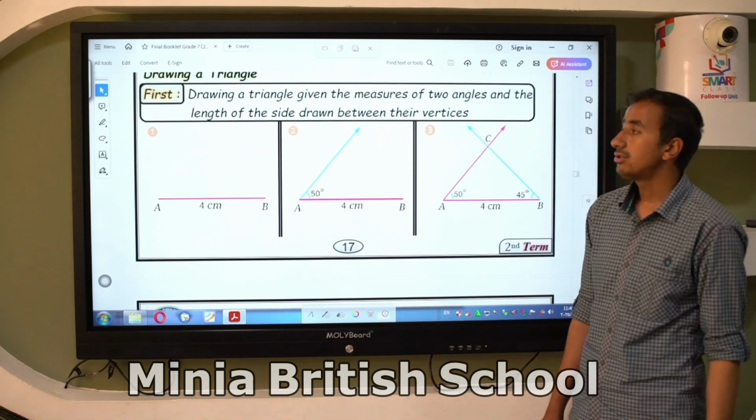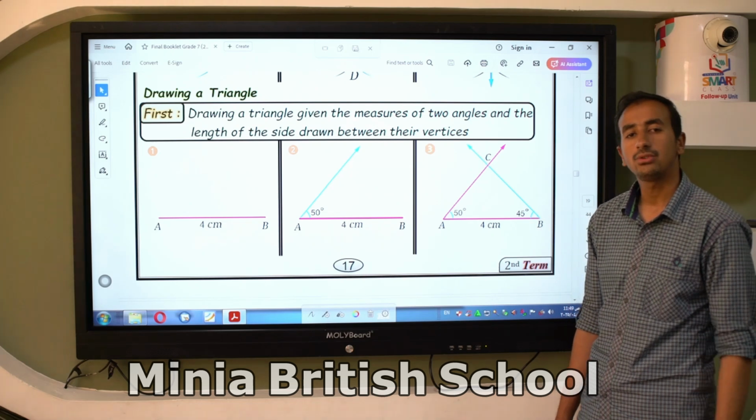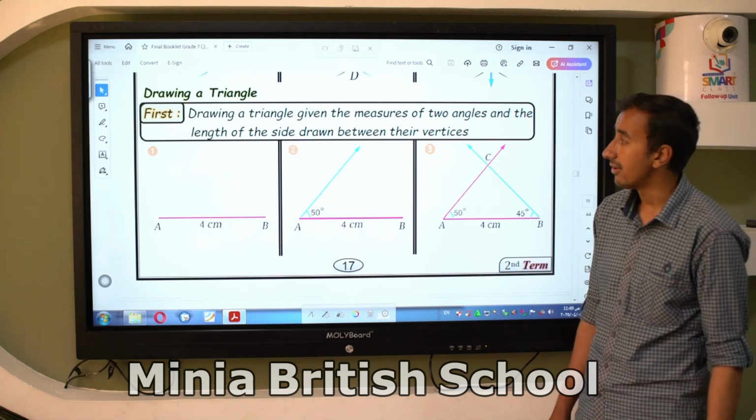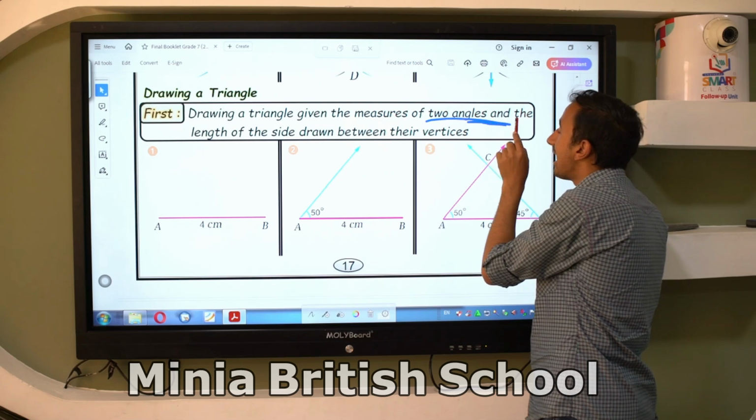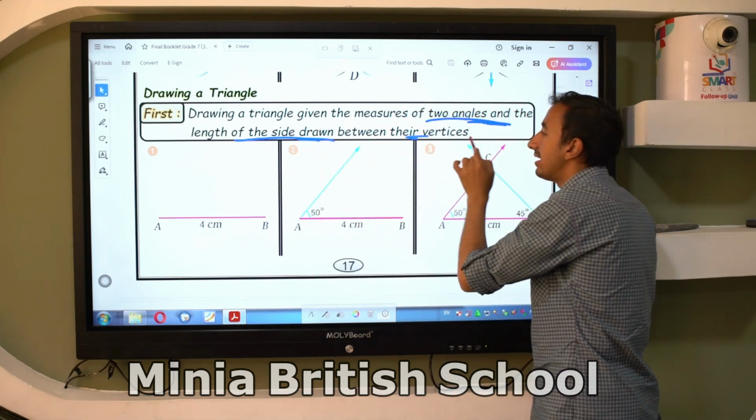The third one, here drawing a triangle. Drawing a triangle can be divided into 3 parts. How to draw the triangle? By giving the measures of the 2 angles and the length of the side between their vertices.